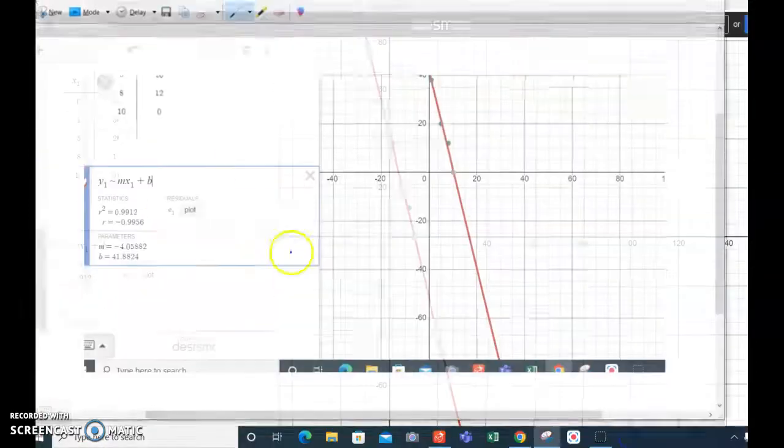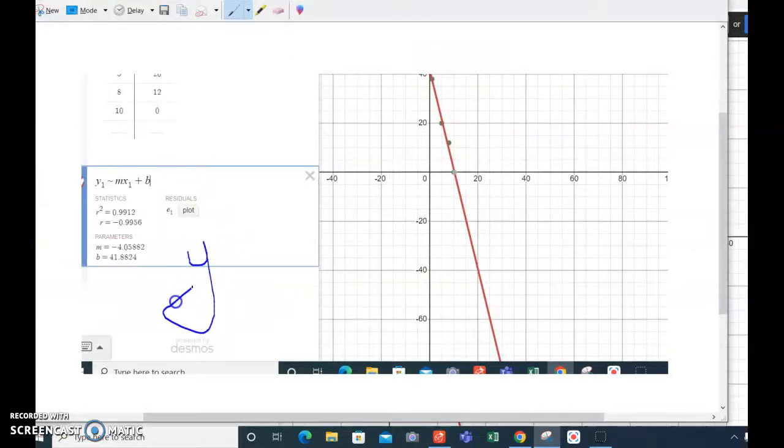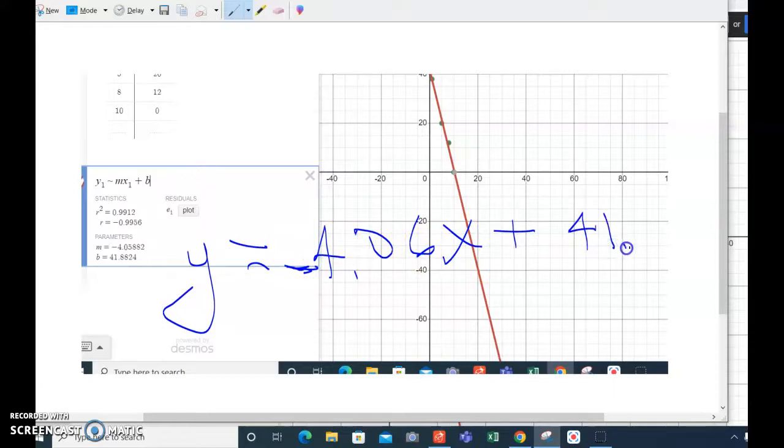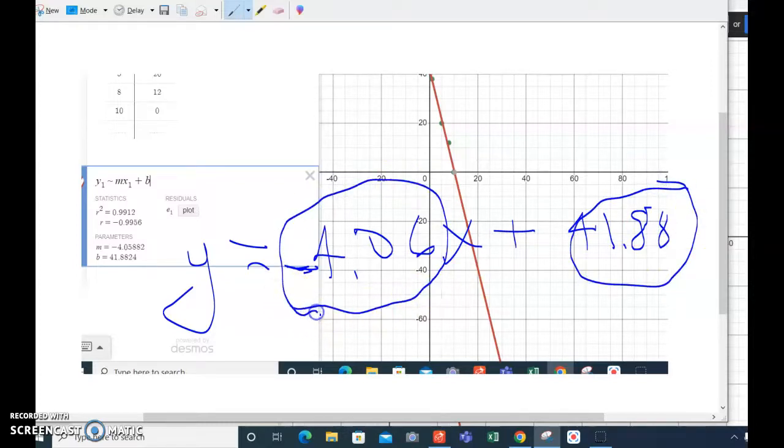Okay, if you were going to write a formula, you would have y equals negative 4 point, I'm going to round to what, 0.6, I think. Notice the slope's negative because the line's going down, plus, what is that, 41.88, which should be about your starting temp. So again, this is my starting temp, and it's going down about 4 degrees every second. This is your rate. This is called your slope. This is called your y-intercept.